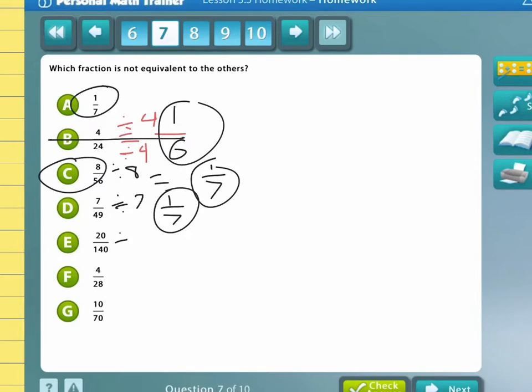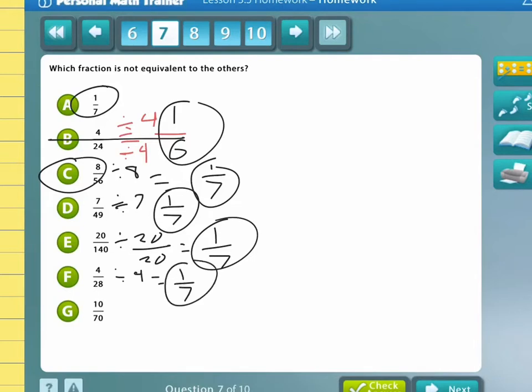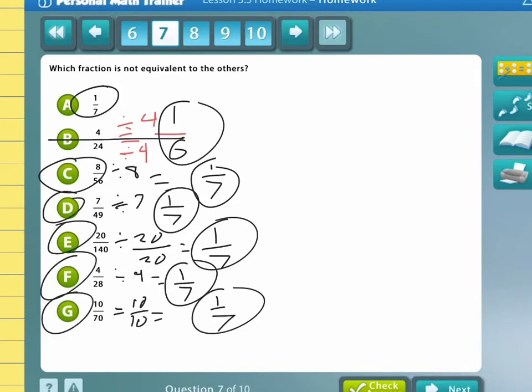If I divide both of these by 20, I get 1/7, so that's equivalent. And if I divide 4 and 8 both by 4, I get 1/7, so that's equivalent. And then divide 10 and 70 by 10, I get 1/7. So all these are equivalent to 1/7, with the exception of B. B is not equivalent to 1/7. So the strategy on this is to do the double rainbow.